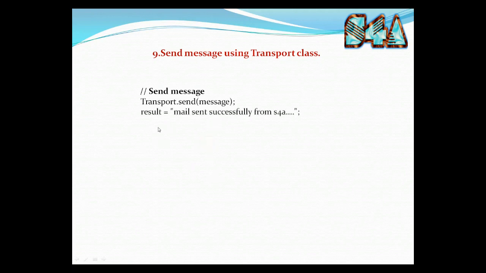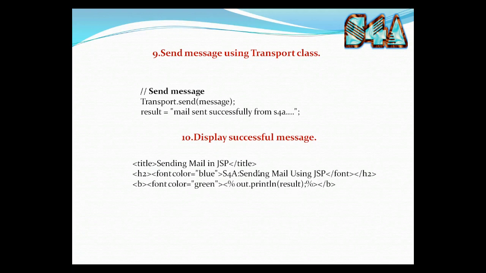So the result will be: mail sent successfully. If you need to display the success message, then what you type there is out.println(result). What is the result? Mail sent successfully. If the mail is not sent successfully, then an error will be generated, and it shows invalid mail id or mail not sent successfully. Whatever you write there, this message will be displayed.